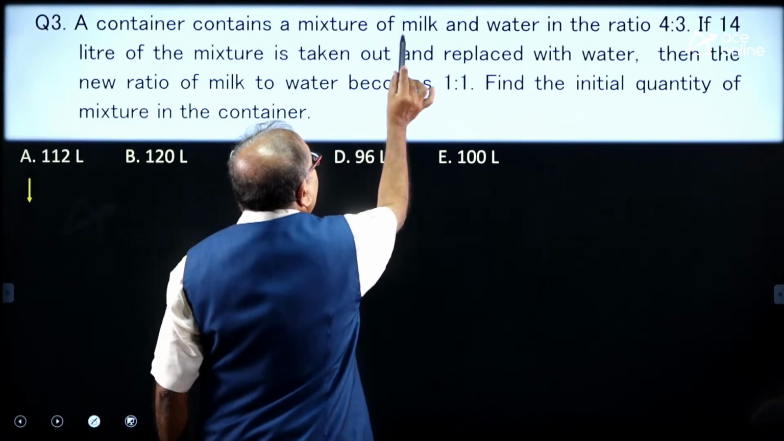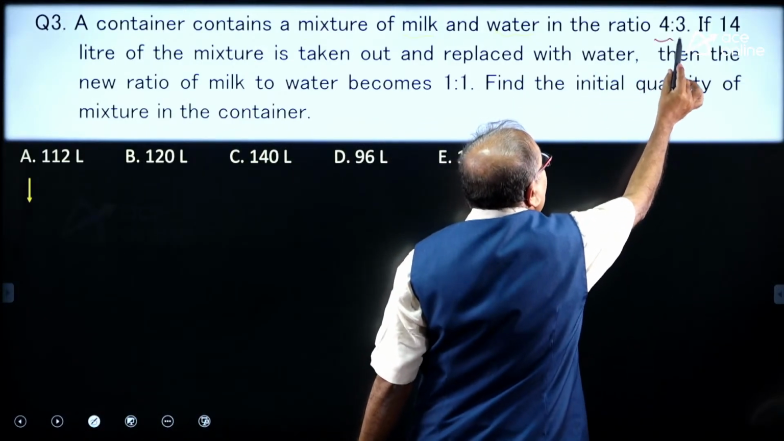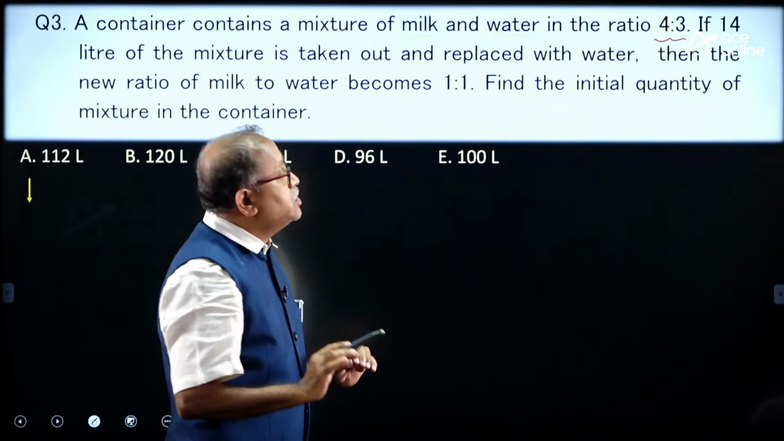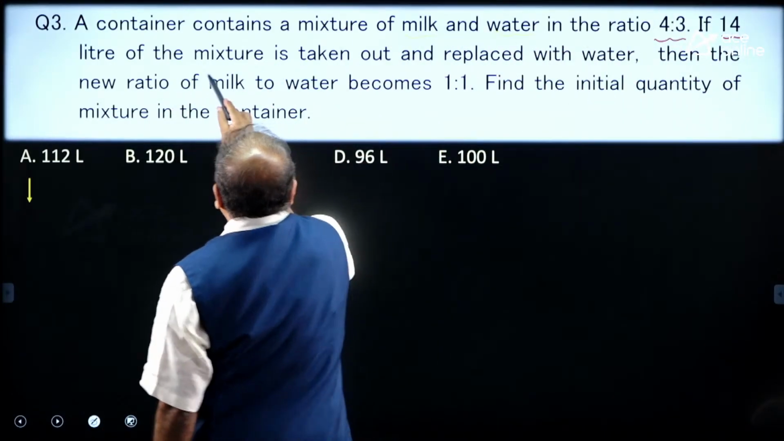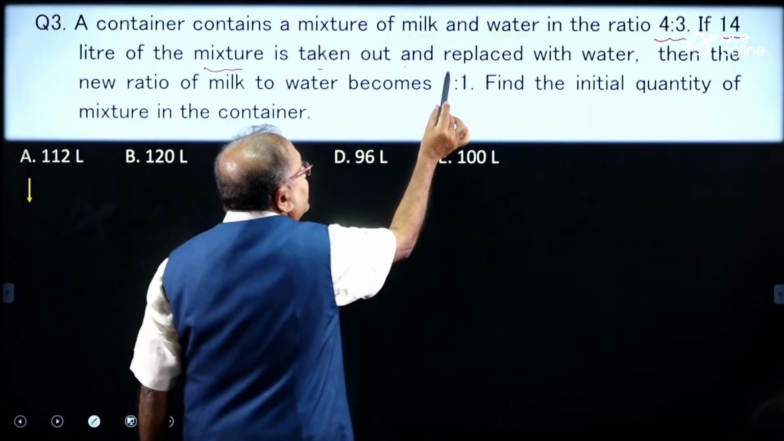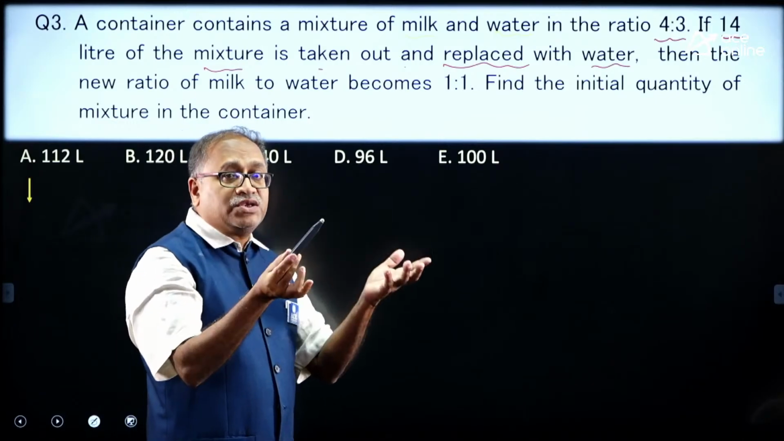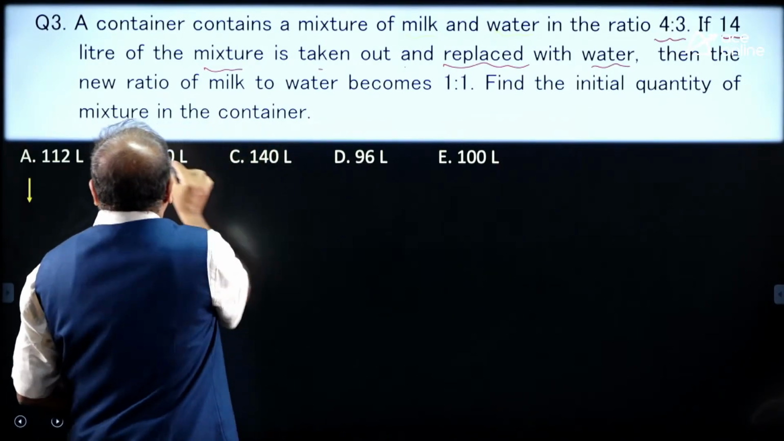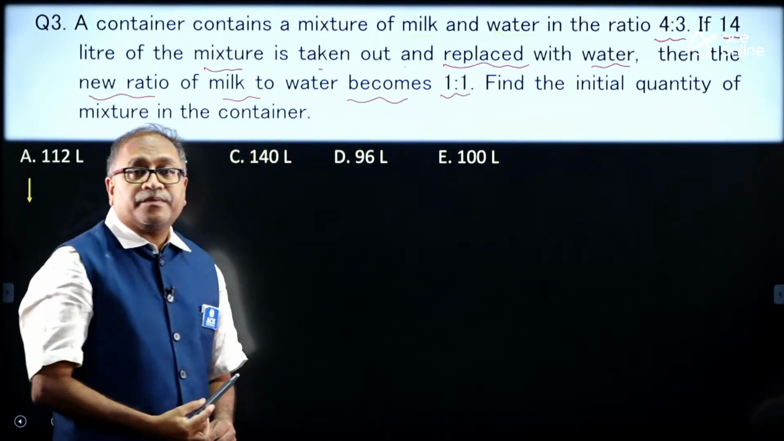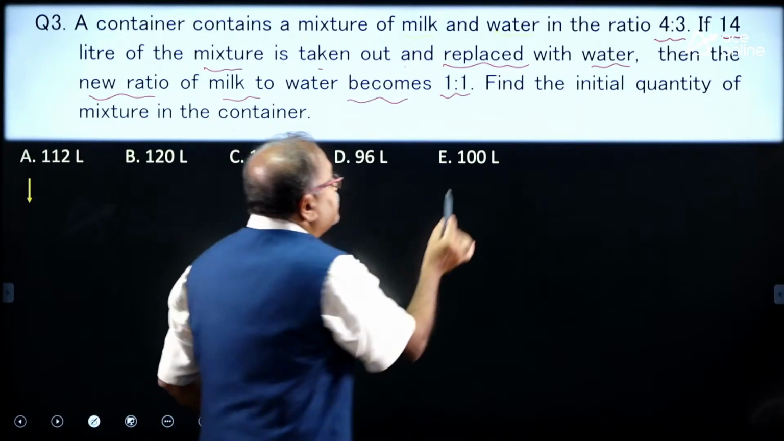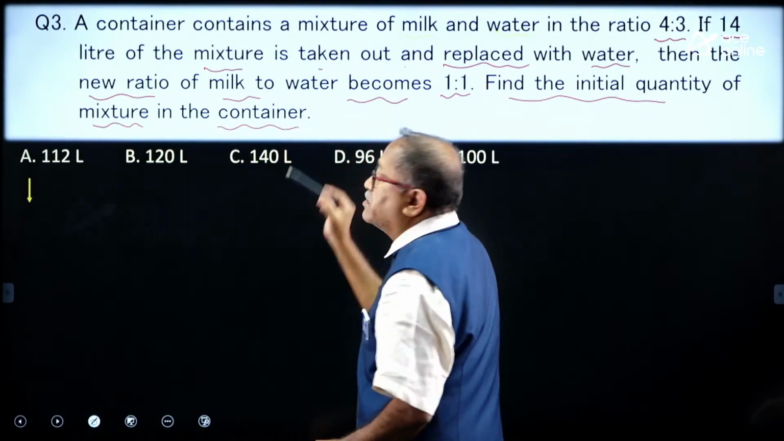A container contains a mixture of milk and water in the ratio of 4:3. So, clearly the milk-water ratio is there. If 14 liters of mixture is taken out and replaced with water, then the new ratio of milk and water becomes 1:1. What is the question then, Mr. Lucky? Find the initial quantity of mixture in the container.